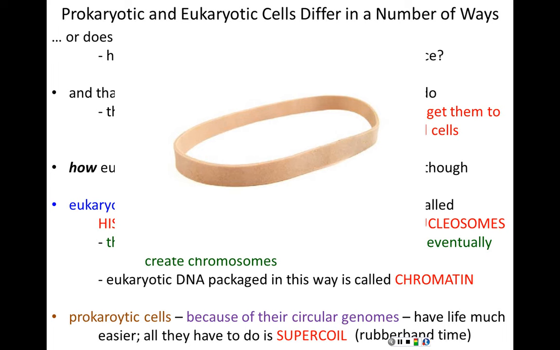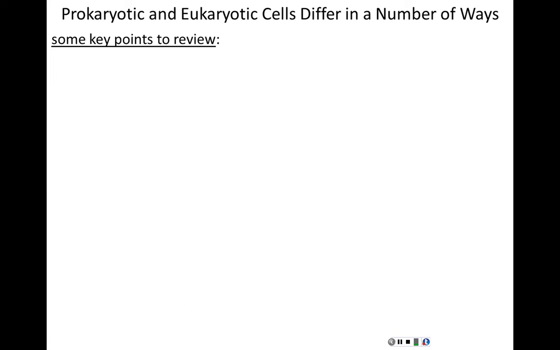This only works for circular structures. If you cut the rubber band in one spot, make it linear, and try twisting it, nothing's going to happen. You could be twisting all day. And so our DNA, our linear chromosomes, need to be wrapped around nucleosomes.